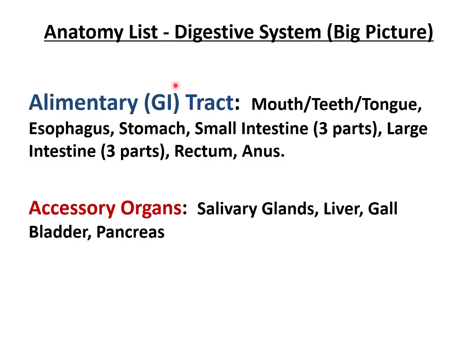Sometimes we call the digestive tract the alimentary tract or the alimentary canal. So obviously the mouth, teeth, tongue, esophagus, stomach, small intestine. There are three segments of the small intestine: duodenum, ileum, and jejunum. Large intestine, there are also three parts there. And then we also have the rectum and the anus, which are actually separate. People don't realize there are actually two sections there. Then we have accessory organs: salivary glands in and around the mouth, the liver, the gallbladder storing bile, and lastly, the pancreas.